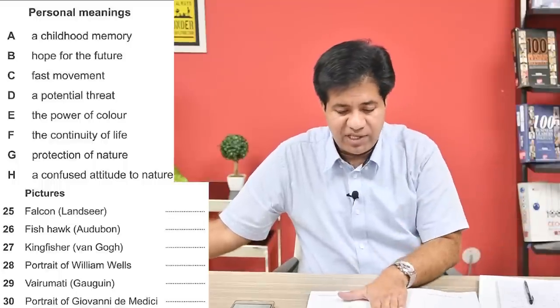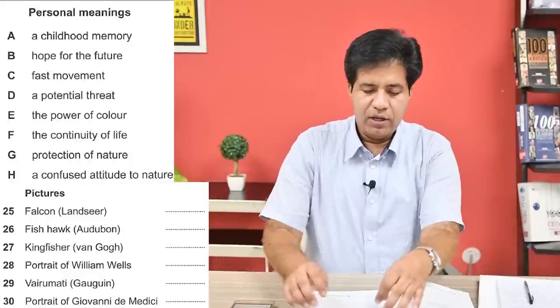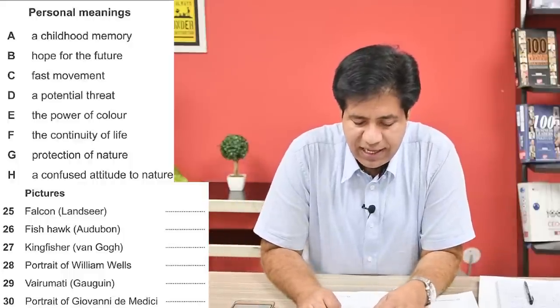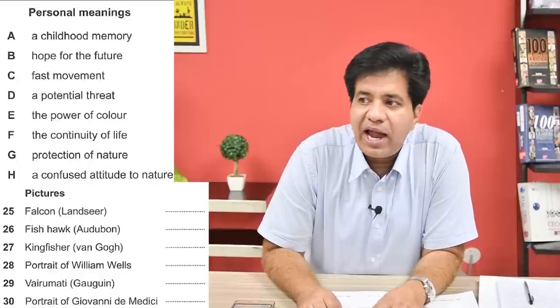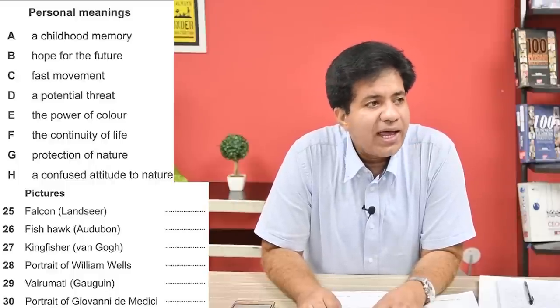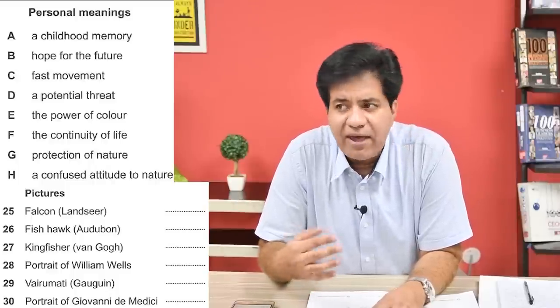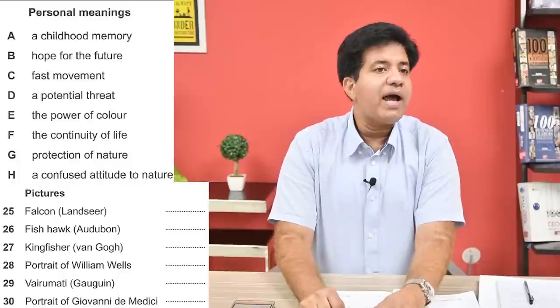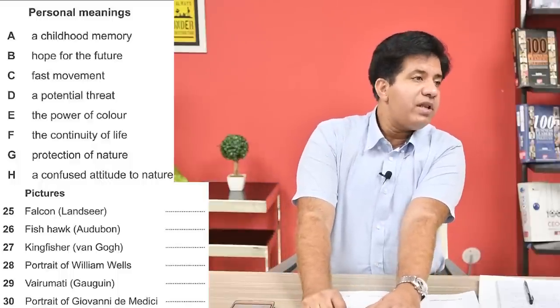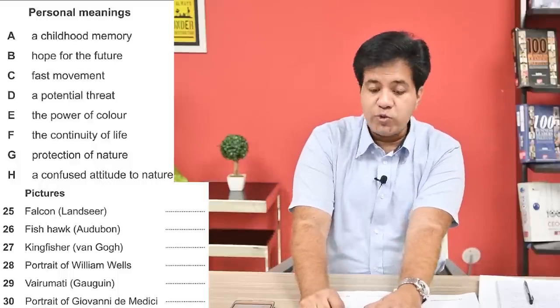So leave the questions, come to the options. Personal meanings, A, childhood memory. For childhood memory, they can say, in my childhood, we used to do that. I remember in my childhood, we used to have anything like that, and this is going to be the answer. And by the way, they will use synonyms. They will not use the same words, they will actually use synonyms.